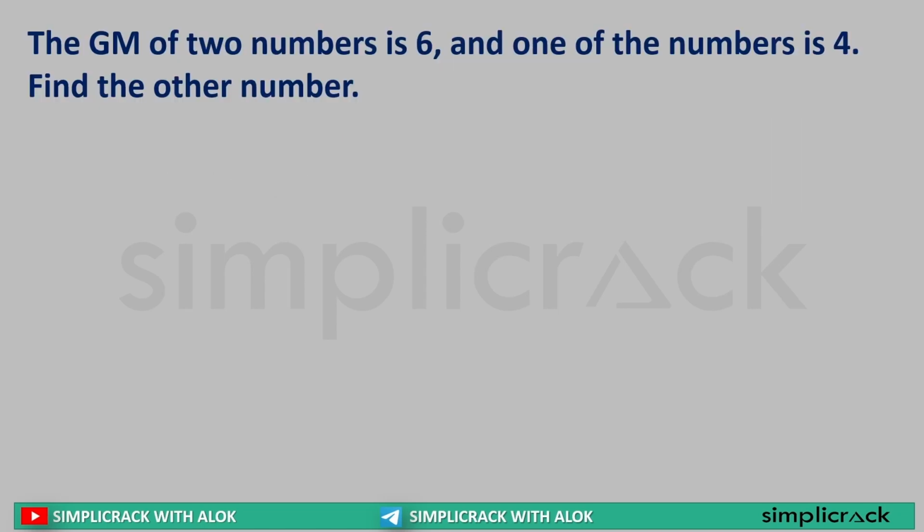Clear? Now, the GM of two numbers is 6. One of the numbers is 4. Now understand this. If A and B are two numbers, their geometric mean will be the square root of A and B, because there are two numbers. So the square root of A into B is 6. One of the numbers is 4, so in place of A, I can write 4. The second number is unknown. Yes or no? Yes, sir.